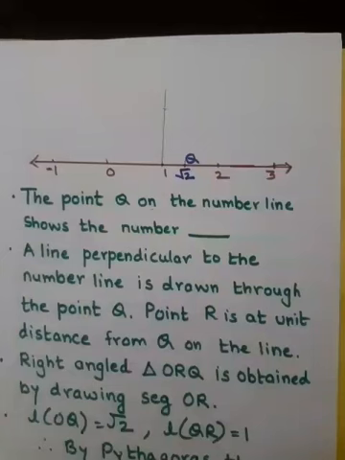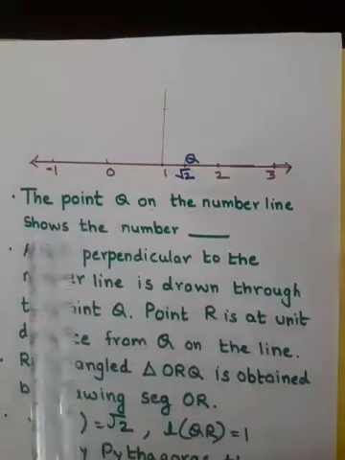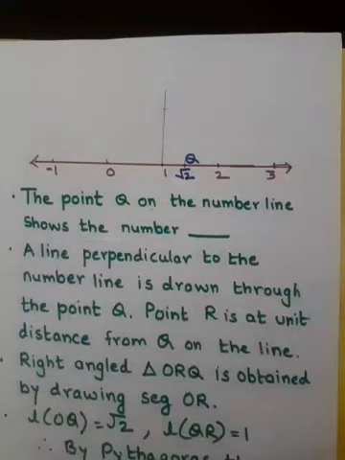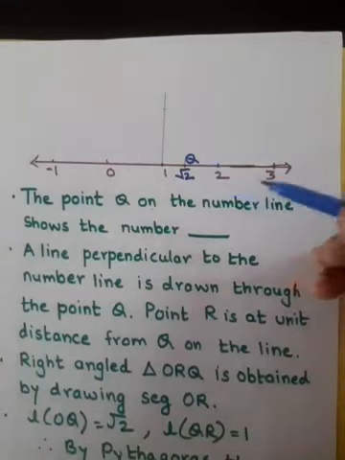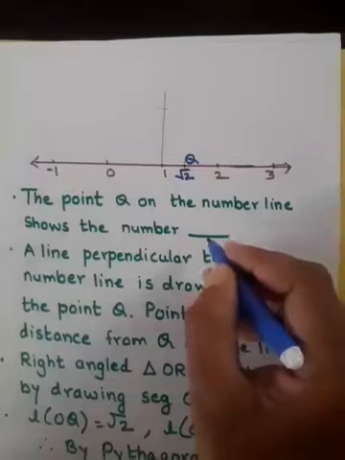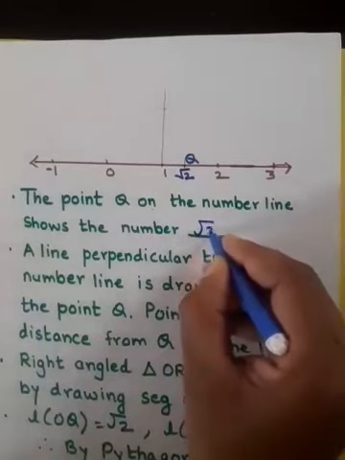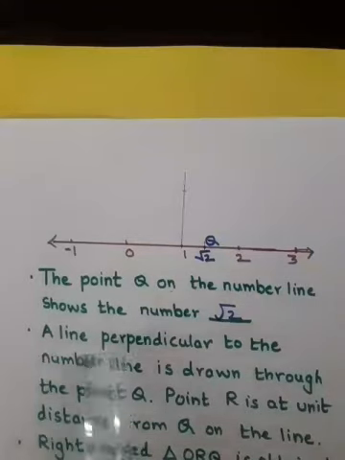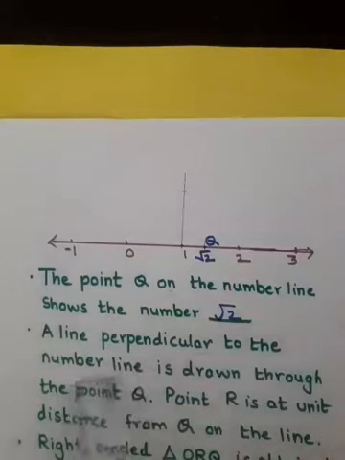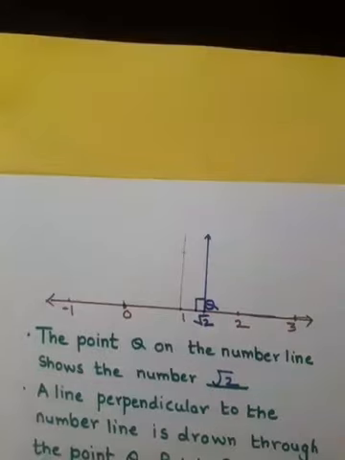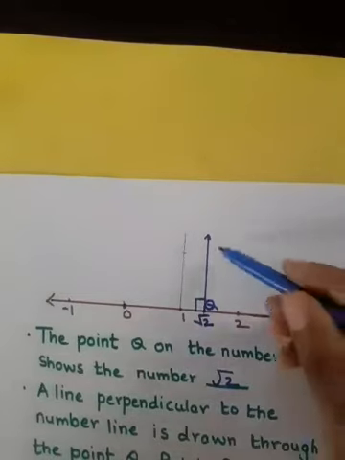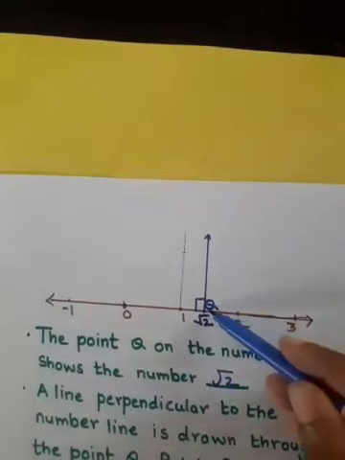The point Q on the number line shows the number. So here is point Q, and this point Q shows the number root 2. So here we will write root 2. A line perpendicular to the number line is drawn through the point Q. Point R is at unit distance from Q on the line. So this is a perpendicular through point Q.